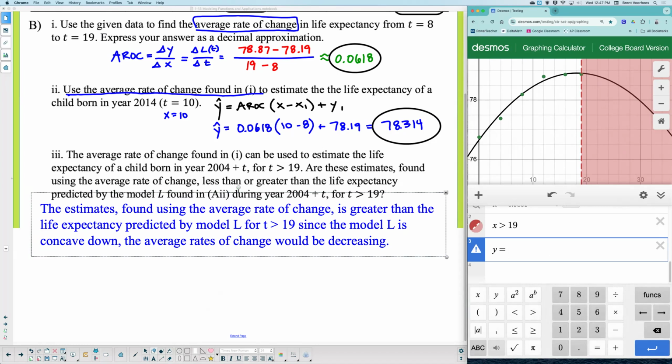Y equals 0.0618 times (X minus 8) plus 78.19. Sorry. That's what the average rate of change looks like. But if you keep making more and more average rates of change, they're going to get smaller and smaller and smaller because it's concave down. Is that kind of clicking with you? This average rate of change is greater because this one was concave down.